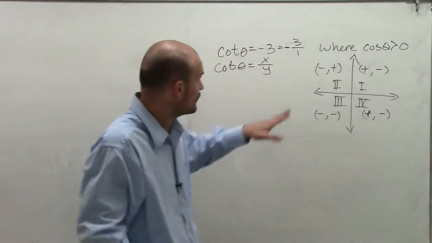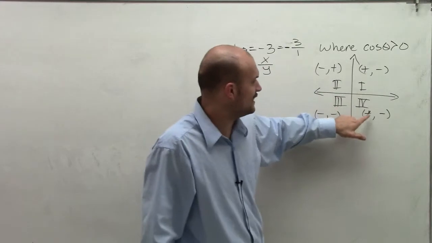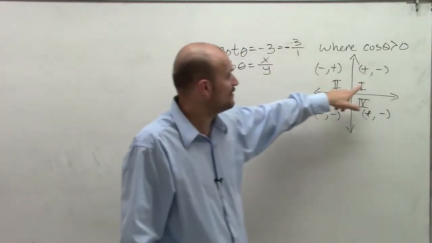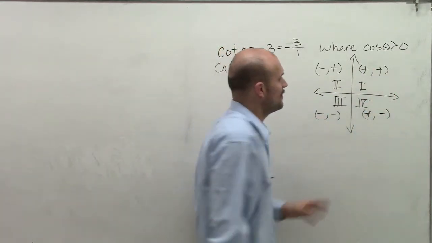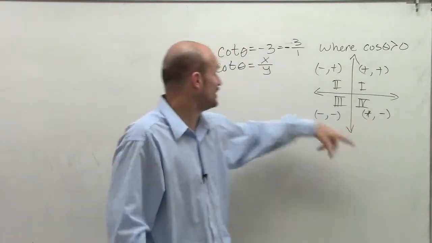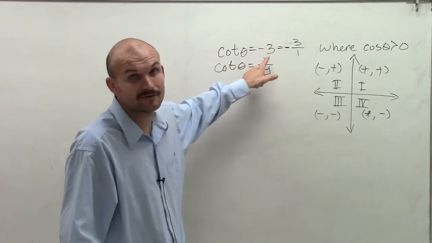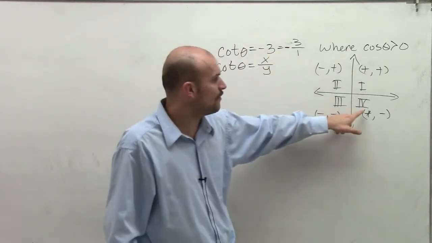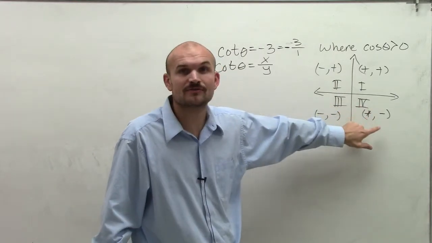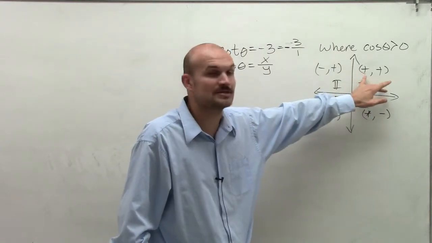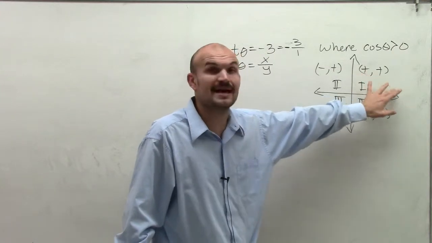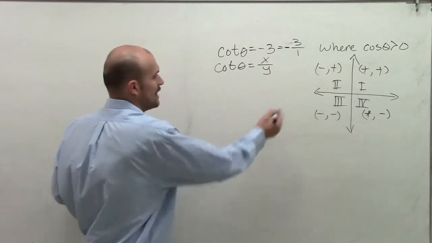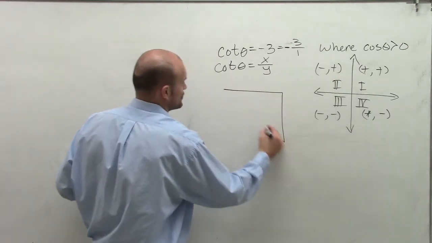Now, since cosine is positive and one of them has to be negative, that means x is positive, so my y value has to be negative, right? To make this a negative cotangent, if x is positive, the 1 has to be negative. Therefore, I have to draw a triangle in quadrant 4. It can't be in quadrant 1, because in quadrant 1 both the x and the y are positive, so there's no way we could have a negative cotangent. So now I'm going to draw my triangle in the 4th quadrant.